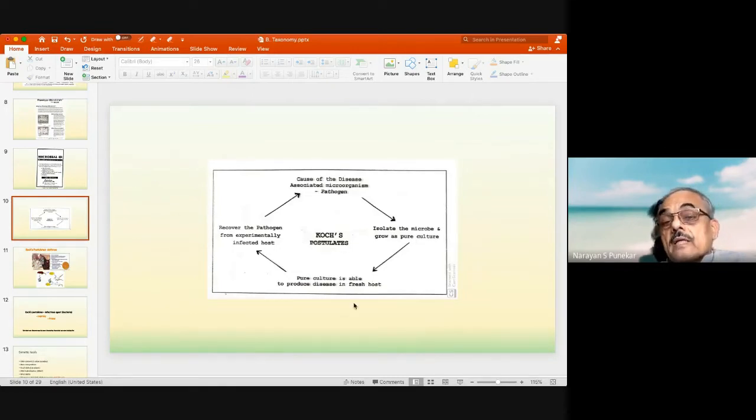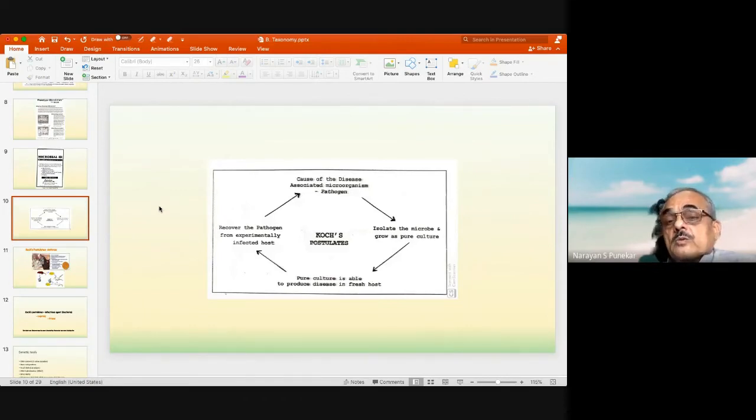postulate. I'm not going into details because I'm sure you have studied this even in school, okay? But just brush it up. So the cause of a disease associated with a microorganism is called a pathogen; that microorganism is a pathogen. And according to Koch's postulate, you isolate the microbe and grow it in a pure culture. And then the pure culture is able to produce a disease in a fresh host, and you should be able to isolate the organism back from the infected host, and then it can do the cycle again. Okay, so this is exactly how Koch postulated that we can identify the pathogen.